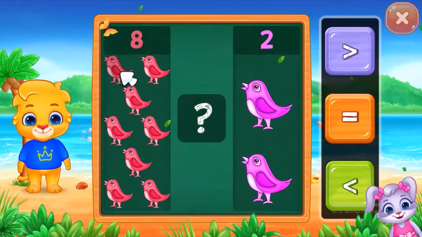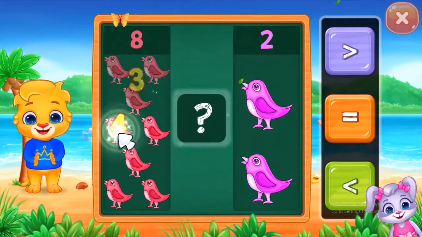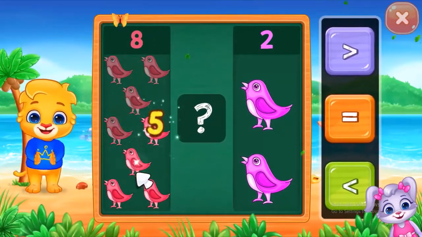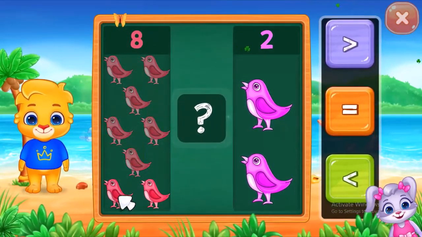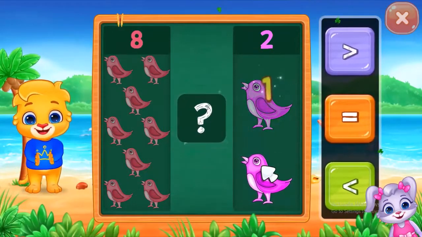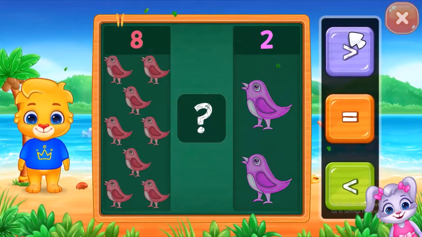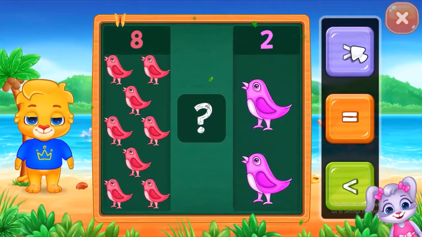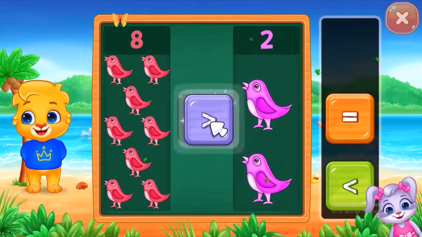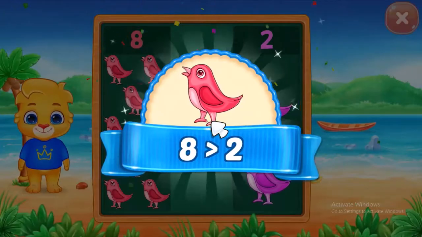Birds. 1, 2, 3, 4, 5, 6, 7, 8. 1, 2. Greater than. Woohoo! 8 is greater than 2.